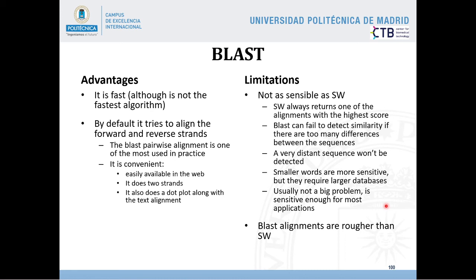The limitation is that it's not as sensitive as Smith-Waterman, the one that we saw before, that is more precise and always returns one of the alignments with the highest score. Okay, always the one with the highest. Also, BLAST can fail to detect the similarity if there are too many differences between the species, and a very distant sequence won't be detected. The smaller the words are, the more sensitive it is, but it requires larger databases. And usually, although it's not a big problem, it can cost a little bit of sensitivity.